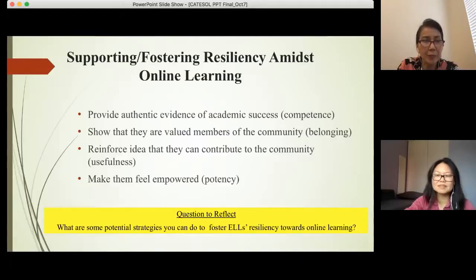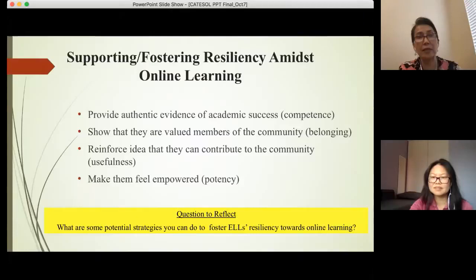So the participants provided insights on how educators can better support and build resiliency during online learning. Interestingly, some of the strategies and techniques identified by the participants for online learning were already supported by research studies for traditional classroom face-to-face learning for English language learners. In other words, these ways to support resiliency were given to us by our participants, and they were totally aligned with the research studies that are already out there.